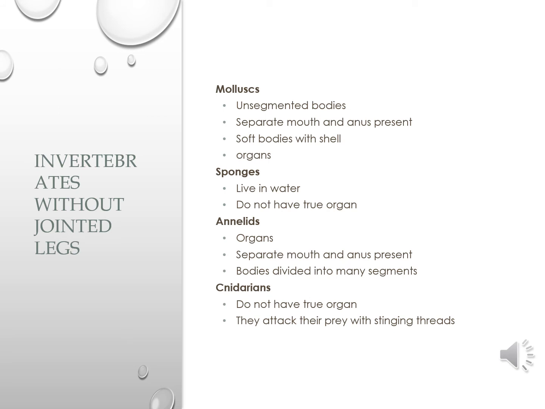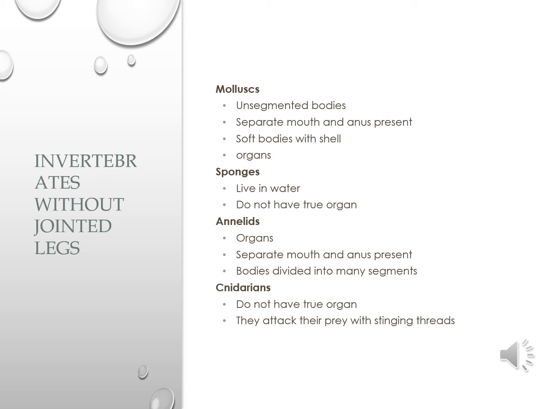Millipedes have one pair of antennae and many legs with two pairs on each body segment. If we are talking about invertebrates without joined legs, then we have molluscs, sponges, echinoderms, flatworms, roundworms, and annelids. Let's talk about molluscs. They have unsegmented bodies, meaning their body is one whole, not divided into different parts. They have a separate mouth and an anus. They have soft bodies with a hard shell to protect them, and they have various organs. Sponges live in water, and they do not have true organs. Annelids have organs. They have a separate mouth and an anus, and their bodies are divided into many segments.